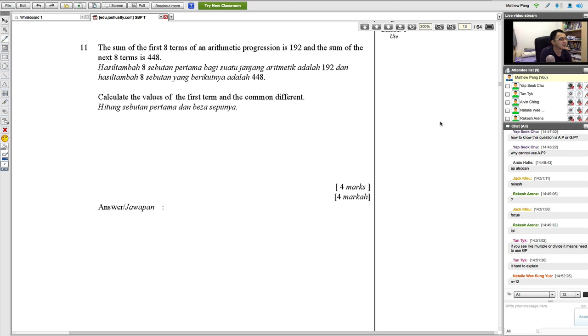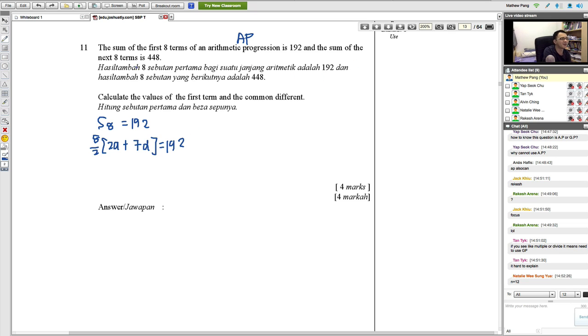Okay, so for this question, it says the sum of the first 8 terms is 192. The question already tells you it is AP. So I will use the AP formula, which is 8 over 2, and then 2a plus n minus 1, which is 7, d, equals 192. Normally, whenever I see this, I will do like this. But let me just finish the question.